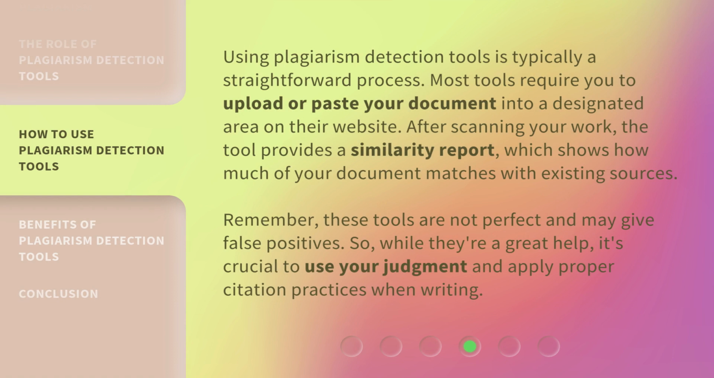Using plagiarism detection tools is typically a straightforward process. Most tools require you to upload or paste your document into a designated area on their website. After scanning your work, the tool provides a similarity report, which shows how much of your document matches with existing sources. Remember, these tools are not perfect and may give false positives. So, while they're a great help, it's crucial to use your judgment and apply proper citation practices when writing.